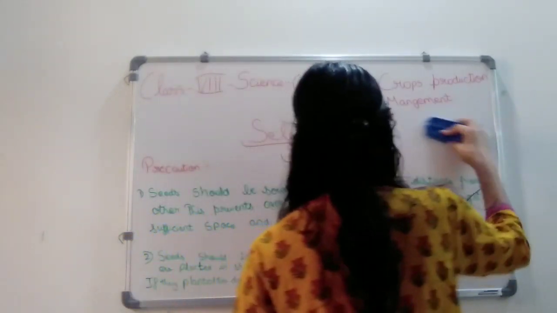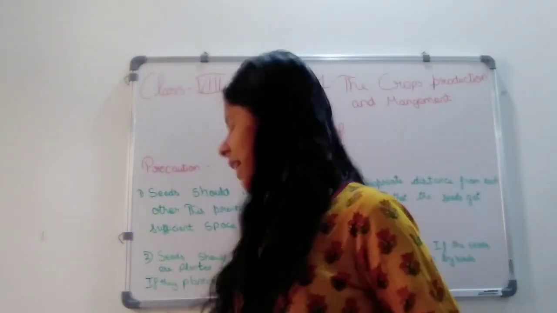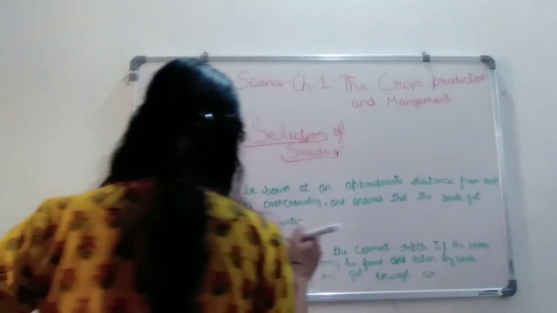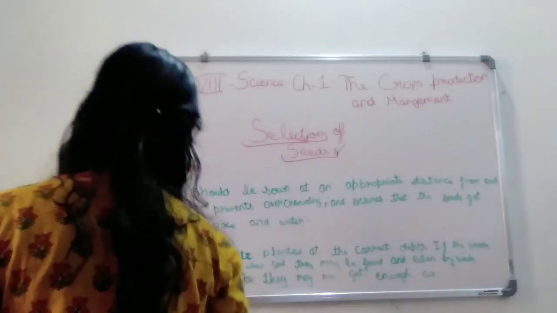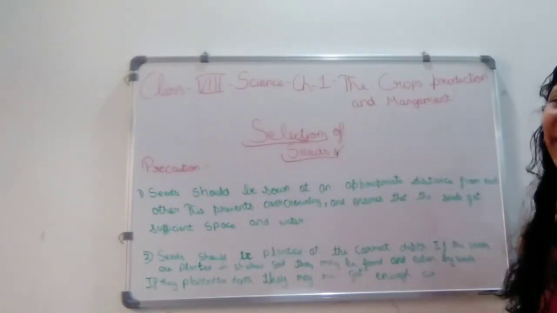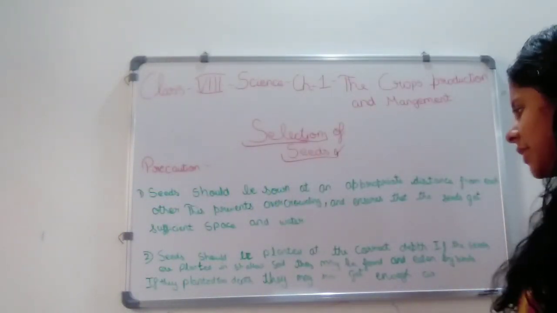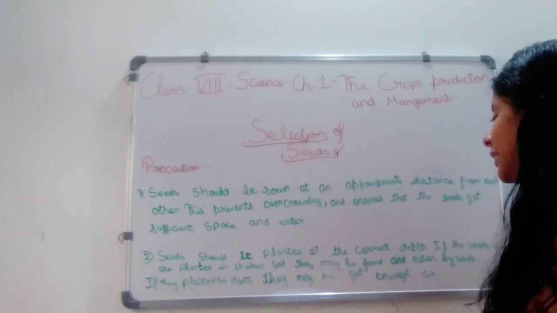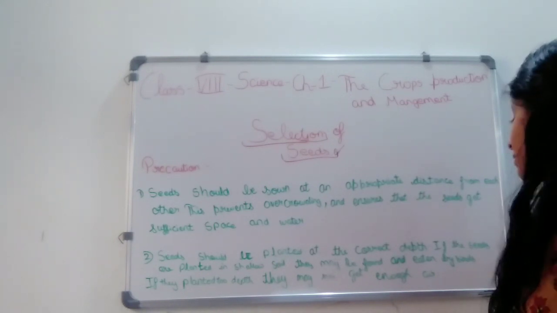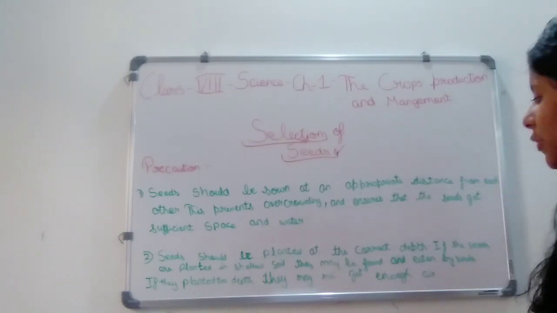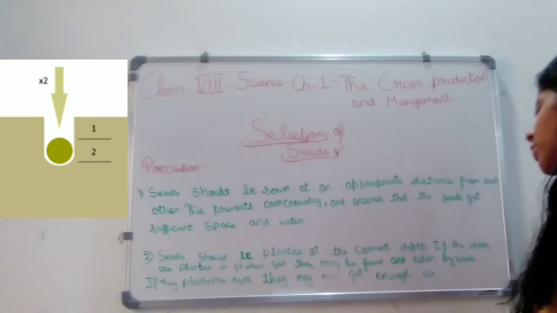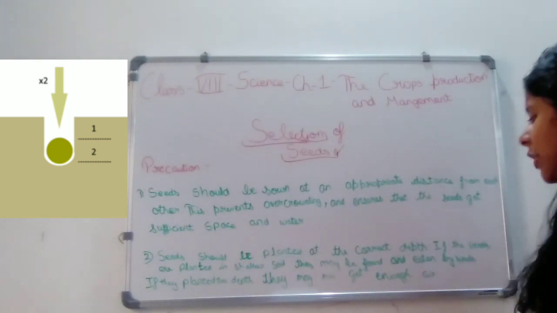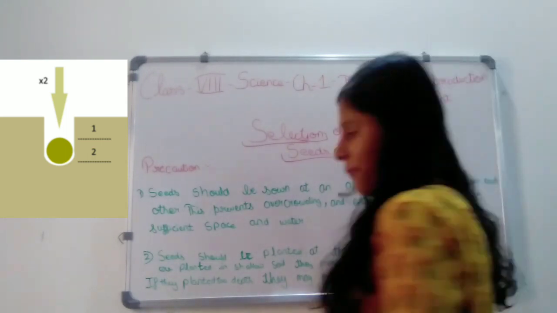So next, the second one is seed. I will read it out, but I think you will be able to see it. Seeds should be planted at the correct depth. If the seeds are planted in shallow soil, they may be found and eaten by birds. If they are planted too deep, they may not get enough air.